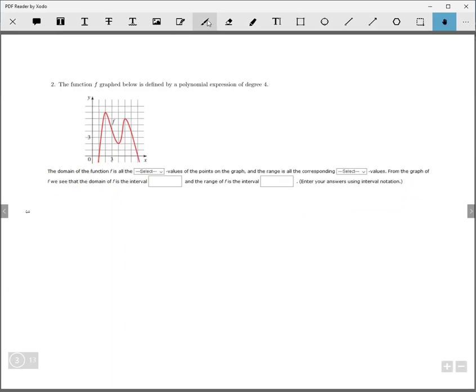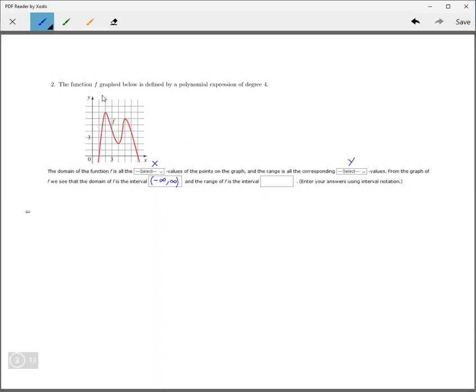Okay, let's take a look at number 2. You have the graph right there. The domain of the function is all the x values of the points on the graph, and the range is the corresponding y values. From the graph, what I talked about earlier on the first page was that this is a polynomial expression, so it keeps on going down like that, and it goes all the way to the left and right too.